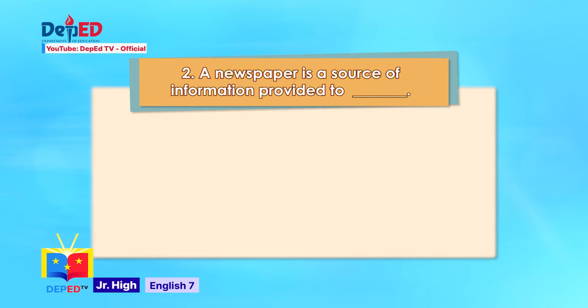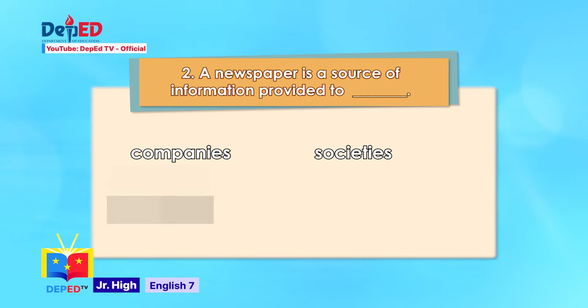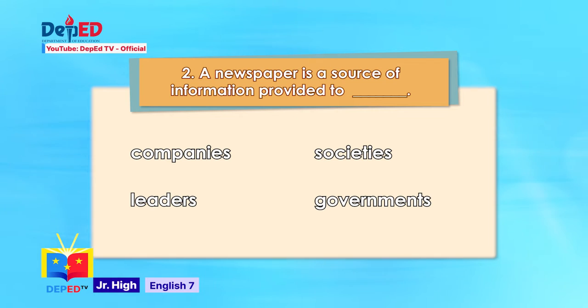Number 2. A newspaper is a source of information provided to companies, societies, leaders, governments. The answer is societies. Good job!